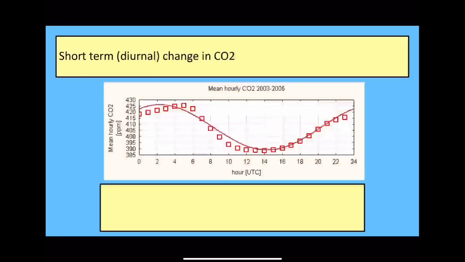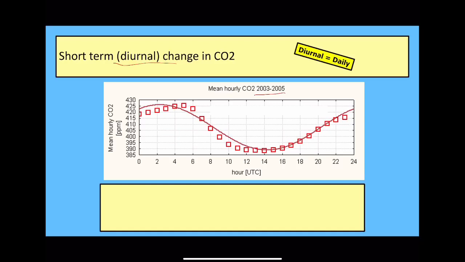So, first of all, short-term change. We've got this term up here, diurnal. So you may or may not have come across this previously, depending on what subjects you study. But diurnal basically means daily. So it's the day and night cycle, 24-hour cycle. So we have here a graph showing CO2 every hour over a day. And this is over a number of years. This is sort of the average for this time period in this place. So it's not just one single day, but an average over time.